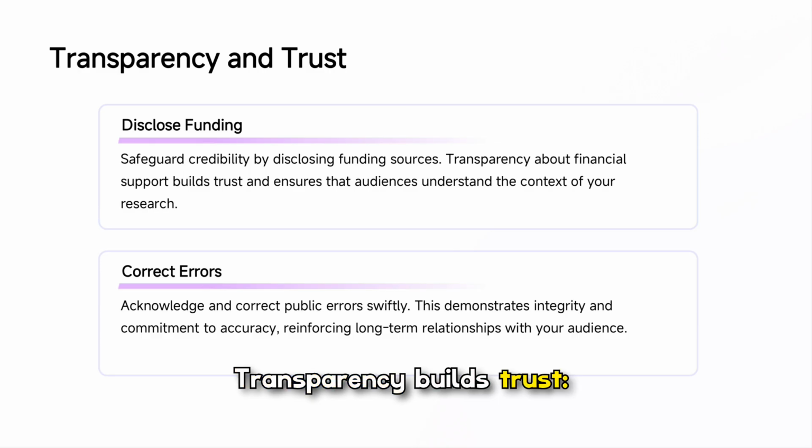Transparency builds trust. Always disclose funding sources so audiences understand context, and correct public errors quickly and openly to demonstrate integrity. These actions reinforce credibility and show that your team values accuracy and accountability in public-facing communication.